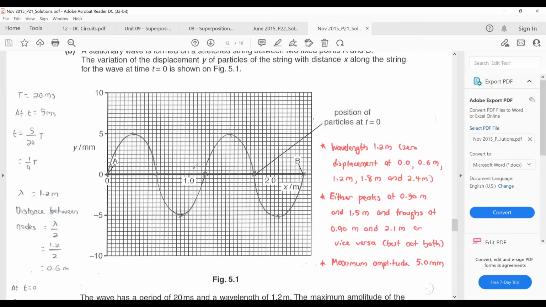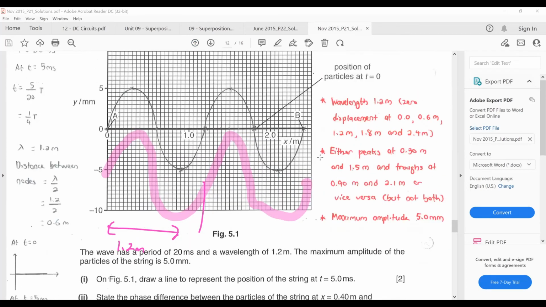So that's why you get this shape, where your wavelength is 1.2 meter. Oh yeah, and another thing that I think I didn't really mention is this. They mentioned to you that your maximum amplitude of the particles of the string is 5 millimeter. This actually refers to the amplitude at antinode.